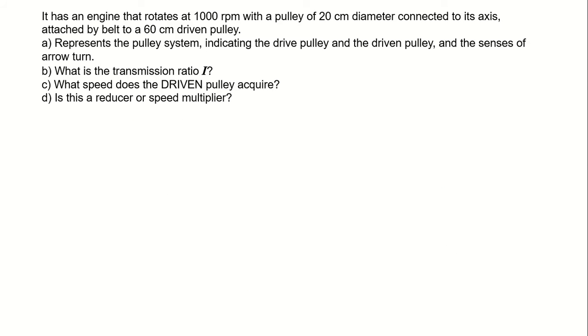Okay. Let's see an exercise and a problem of this. An engine rotates at 1000 RPM with a pulley of 20 centimeter diameter connected to its axis, attached by belt to a 60 centimeter driven pulley. Represent the pulley system, indicating the driver pulley and the driven pulley and the senses of the arrows of turn. Okay.